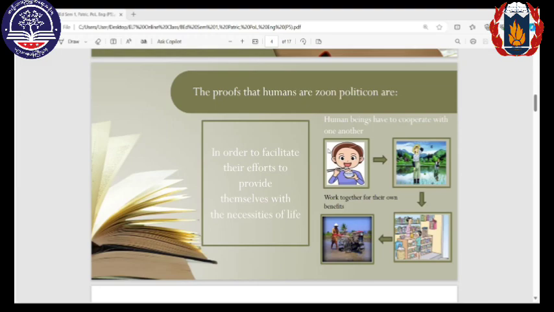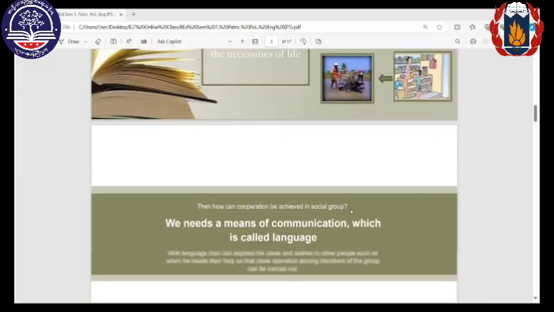The humans are zoon politikon. Next one.